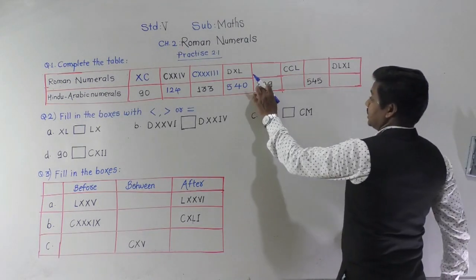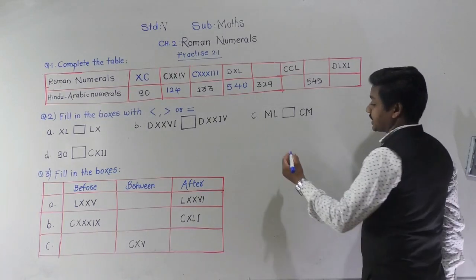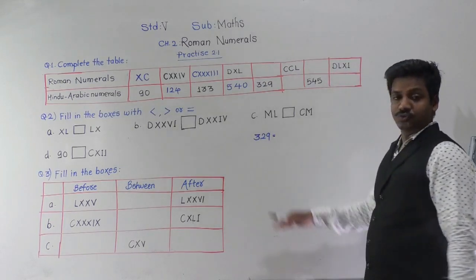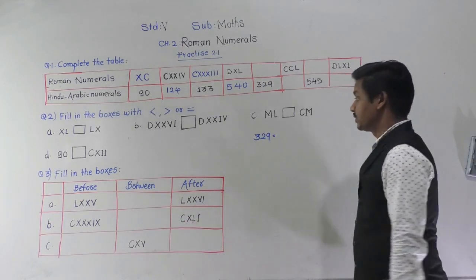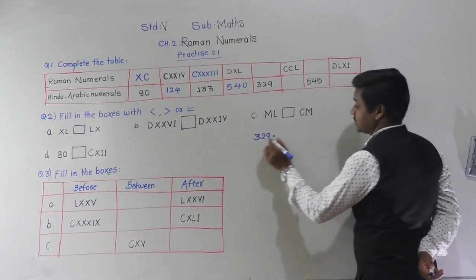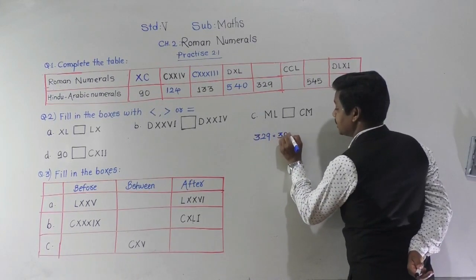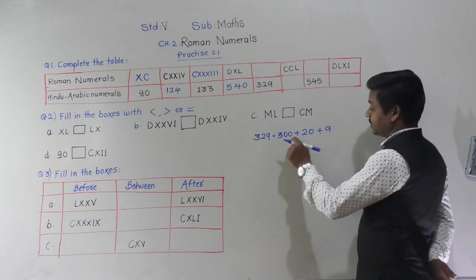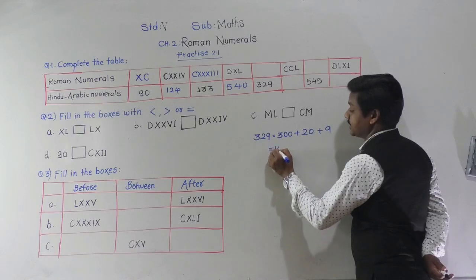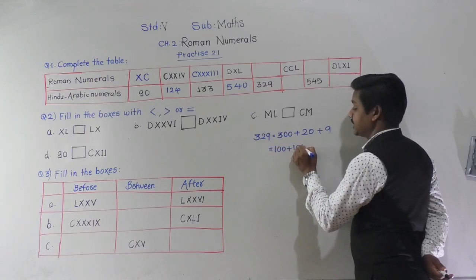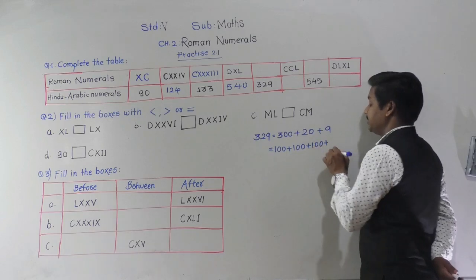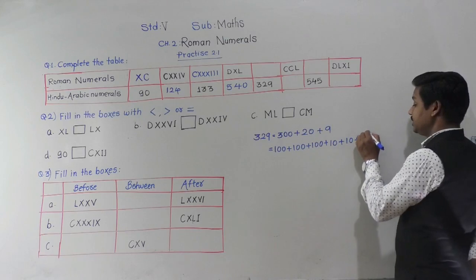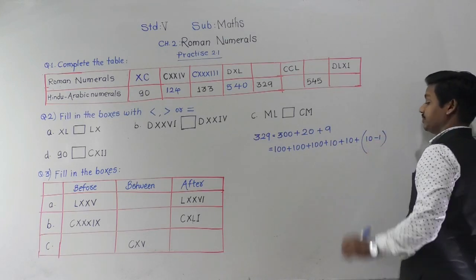Next, Hindu Arabic numeral is given, 329. So, first of all, we will split it into our symbols of Roman numerals. 300 plus 20 plus 9. Again, we don't have a symbol for this. So, 300 we will split this way, 100 plus 100 plus 100. Whereas, 20 will be split into 10 plus 10. And 9 means what? 10 minus 1.